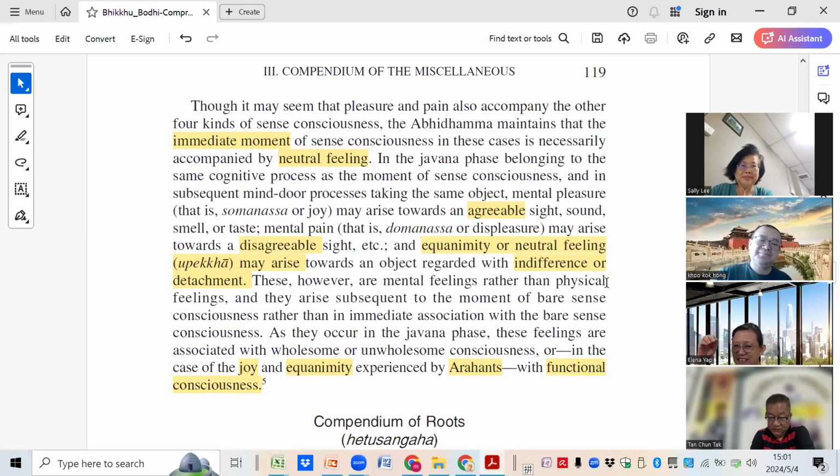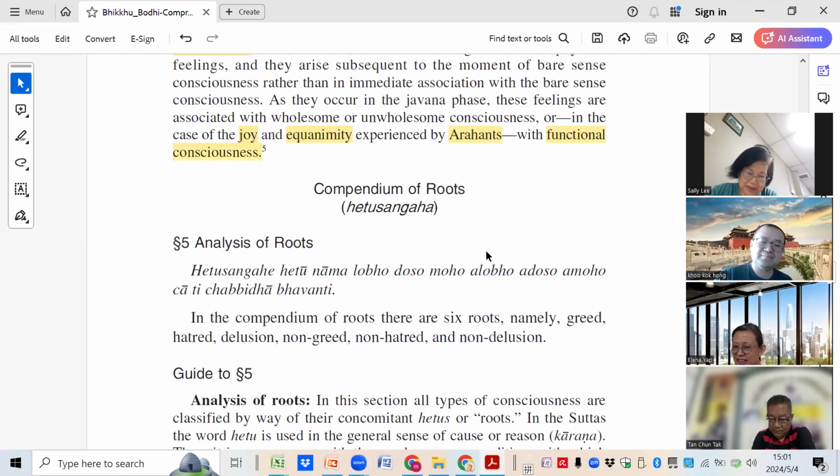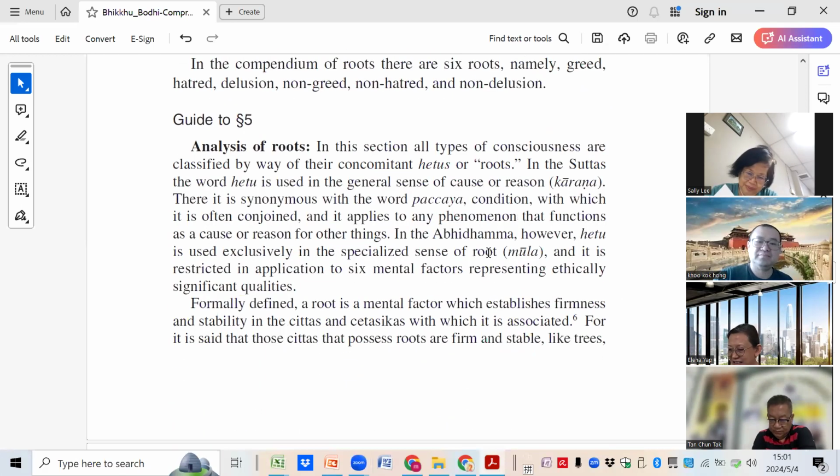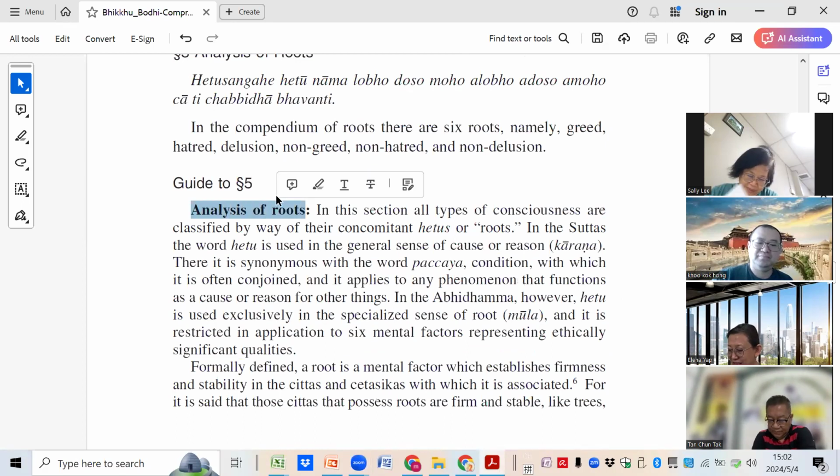Okay, let's continue to the next. This is a good question. From here, I raise it to you all. Very interesting. Now we go to the Compendium of Root. Yes, Kok Hong, can you please read it? Analysis of the Root, please.